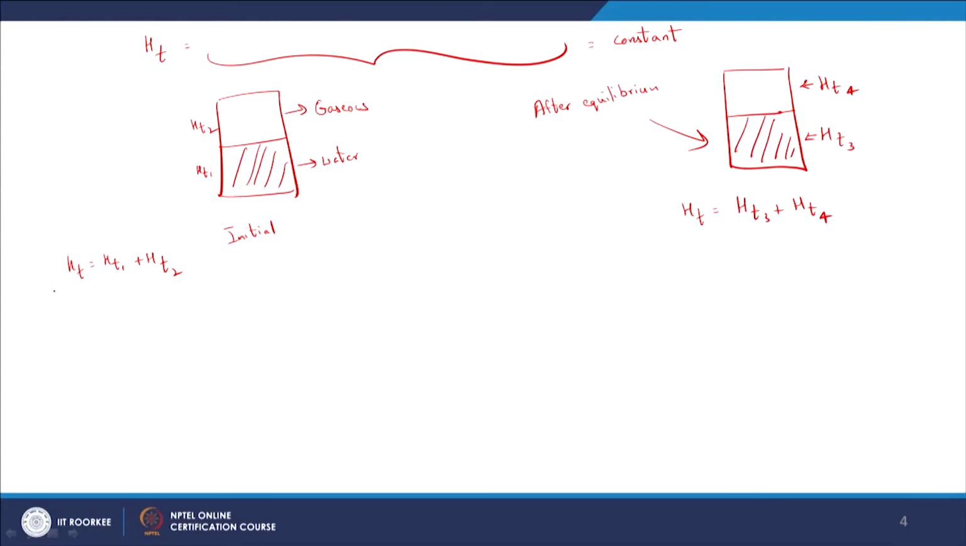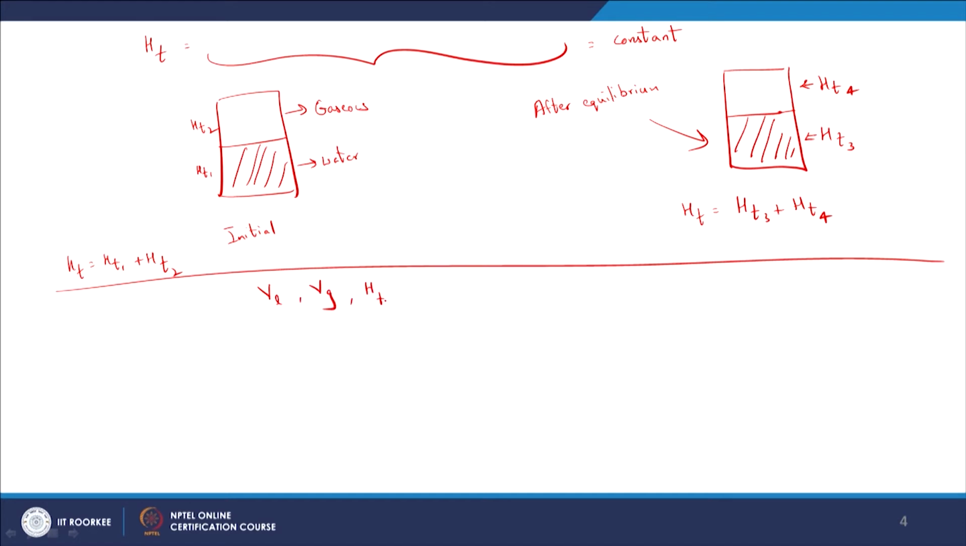So, let us develop the generic case first, right. So, we are going to look at different variables: volume of liquid, volume of gas, right, H total in the liquid phase initially and H total in the liquid after equilibrium, and also H total in the gaseous phase initially and also H total in the gaseous phase at equilibrium, right.